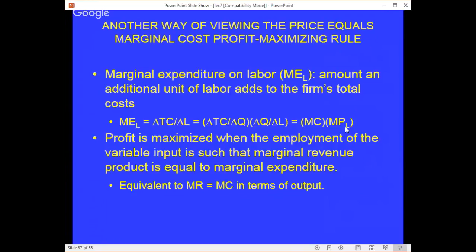So I set them equal. My marginal revenue product is equal to my marginal expenditure. In this case, for labor, I have marginal revenue times my marginal product of labor, and that's going to equal marginal expenditure, which is my marginal cost times my marginal product of labor. And of course, I have marginal product on both sides, so I have marginal revenue equals marginal cost.